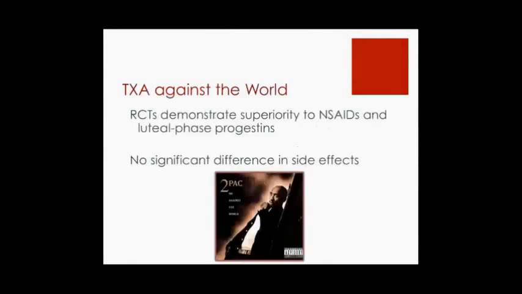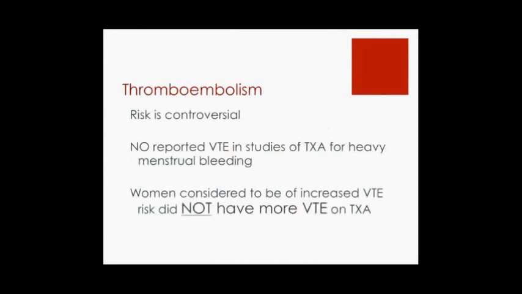Now, tranexamic acid, when compared to NSAIDs or progestins, or I should be more specific, luteal phase progestins, has been found to be superior. So TXA has been found to be superior to NSAIDs and progestins, with no significant difference in side effects. And in terms of thromboembolism risk, the risk is very controversial and not evidence-based. There is no reported VTE occurring in studies for tranexamic acid and heavy menstrual bleeding, and women that were considered to be of increased risk of thromboembolism did not have more thromboembolic events when on TXA.